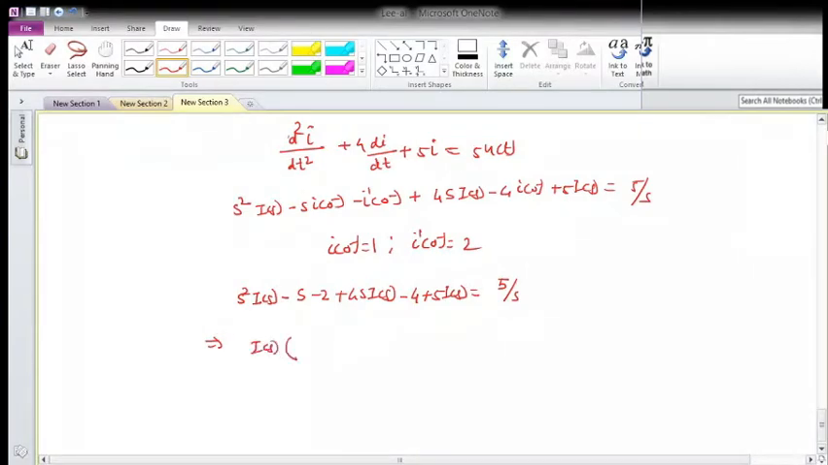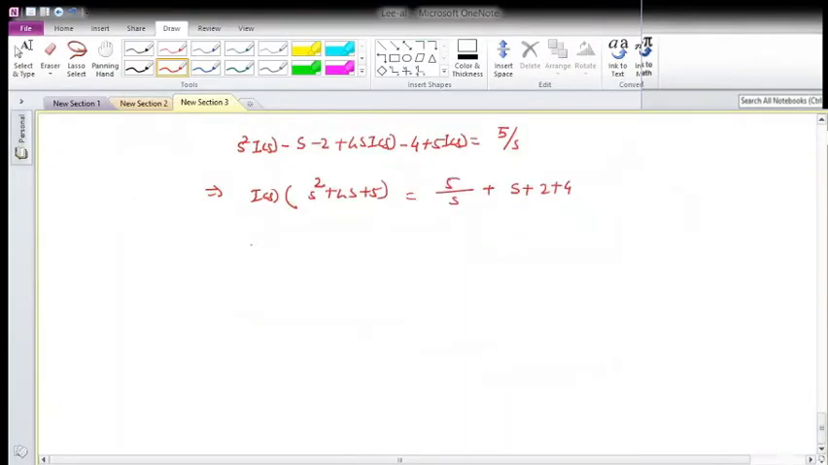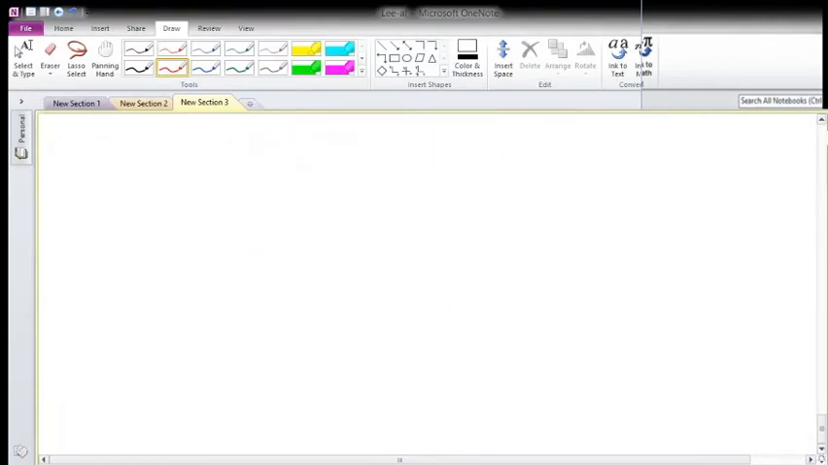So it will be I of s into s square plus 4s plus 5, and we have seen that 5 upon s is the Laplace of the forcing function, plus all the initial conditions. What are the initial conditions? s plus 2 plus 4, which is s plus 6. So your resultant I of s will be 5 plus s square plus 6s over s into s square plus 4s plus 5. Now I'll find out the roots.